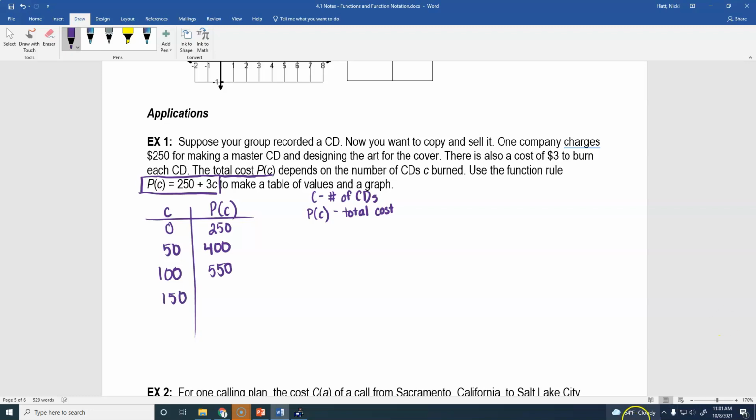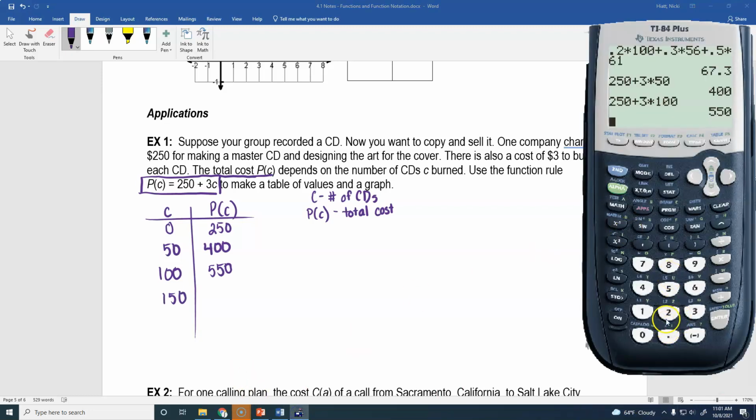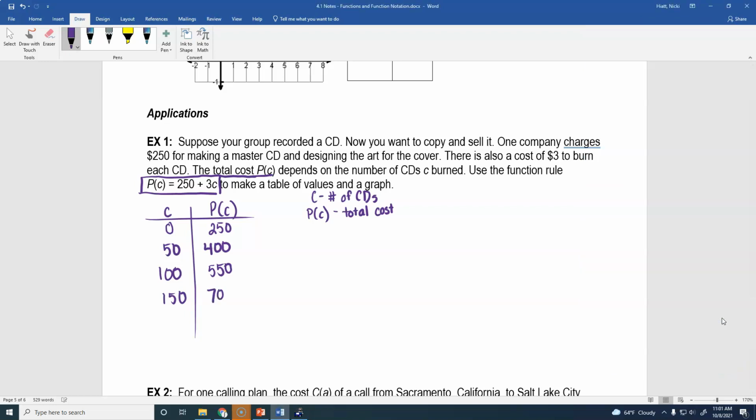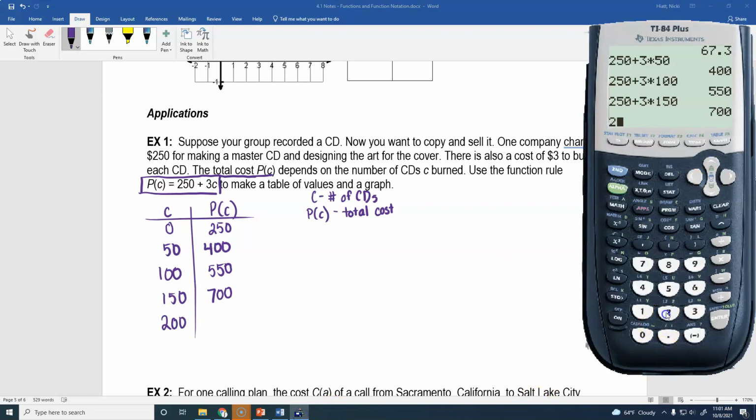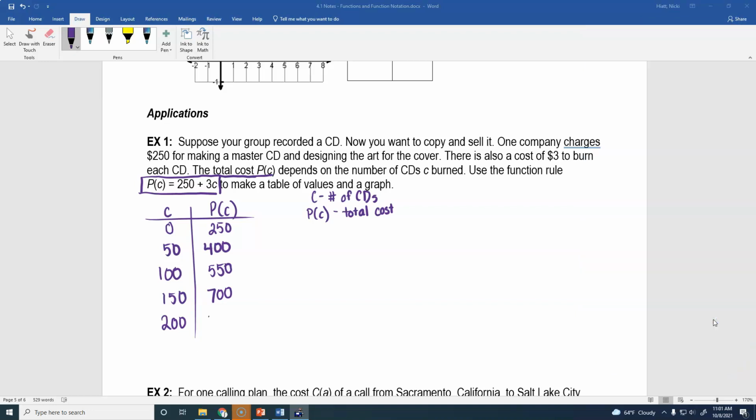150 would be 250 plus 3 times 150, so 700, and then let's do 200, and I think that'll be enough. So 250 plus 3 times 200 is going to give us 850. Okay, you could keep on going, but we're going to stop just because you could go on forever, right?